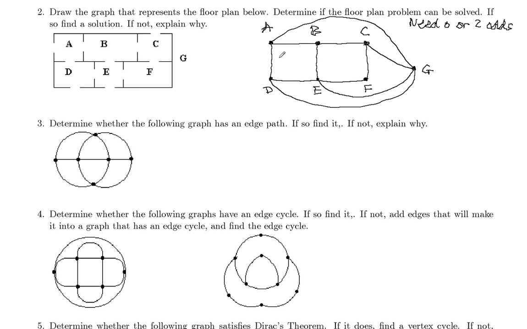And so let's see here. So let's find our odd vertices. So A has one, two, three edges, so that's an odd. D here has one, two, three edges, that's an odd. B here has one, two, three edges, that's an odd. C has one, two, three, that's an odd. G is even, F is even, E is even, but we've got four odds, okay? So can we solve it? No, can't solve. Okay, because we've got four odds.